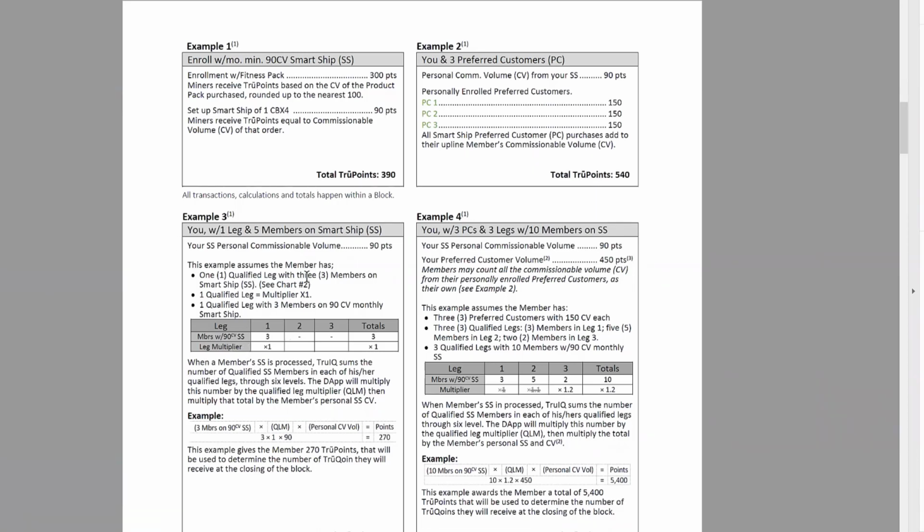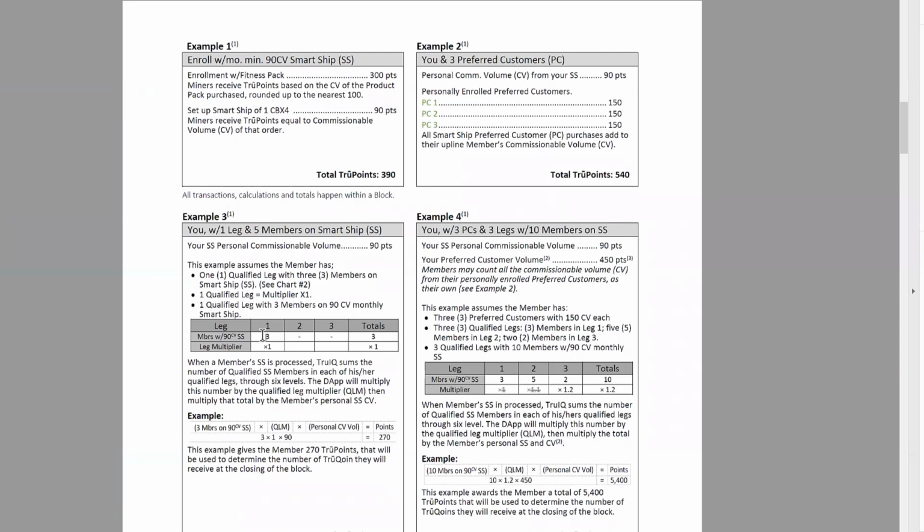So if you come in and you enroll in TruIQ, and let's say you enroll three people, in this example here. Okay, so you've got three members who come in and also set up their smart ships. Now you have three people who have smart ships, and we have something called a leg multiplier. For however many personally enrolled people you bring into the company, that's called one leg. You bring in someone else and put them first line to you, that's the second leg, third leg, and so on. So every time you enroll somebody, you start building what we call a leg.